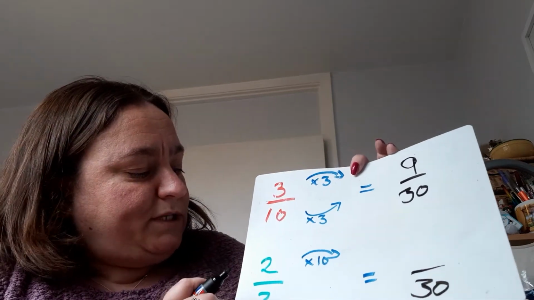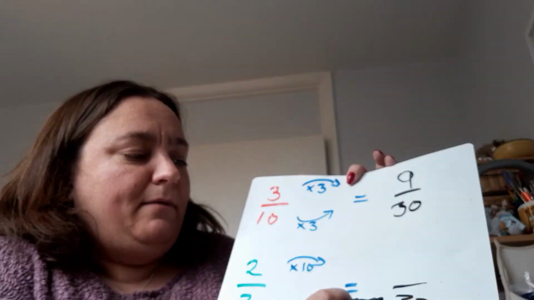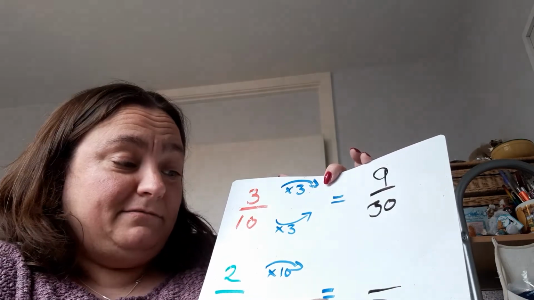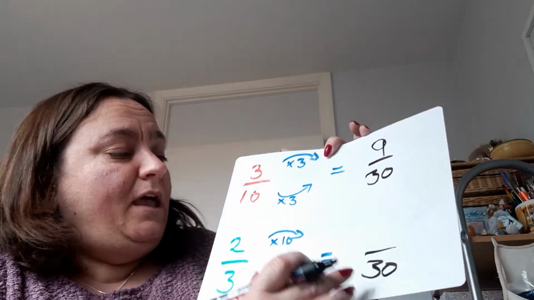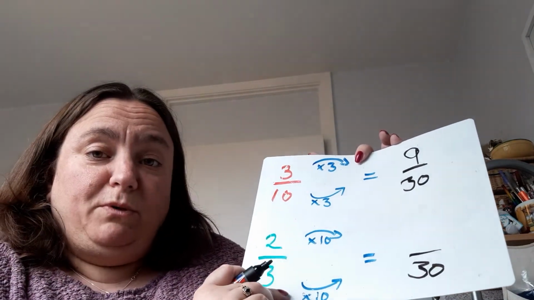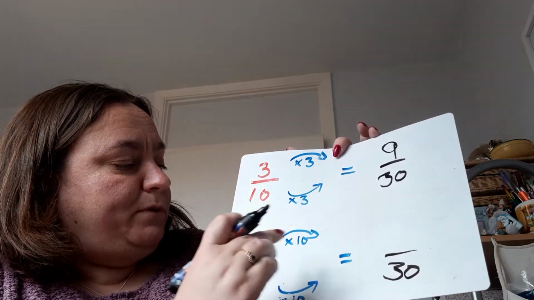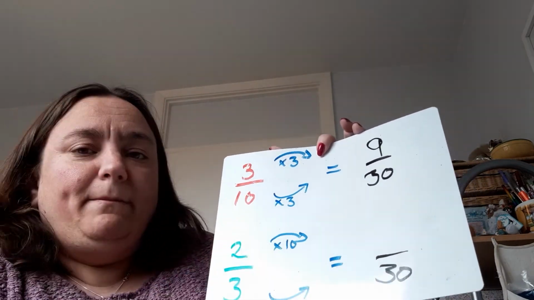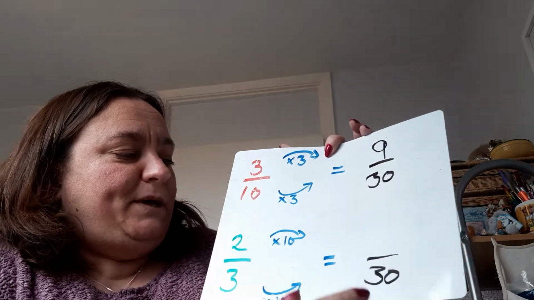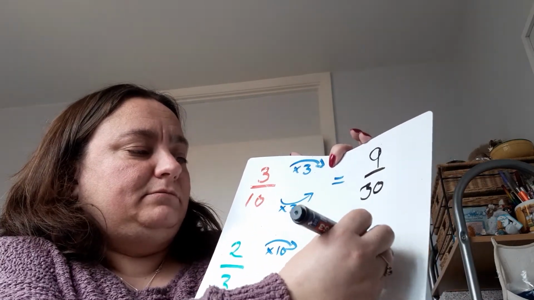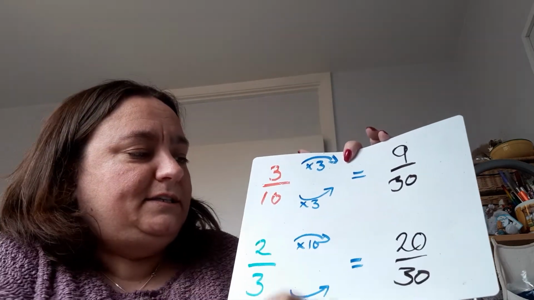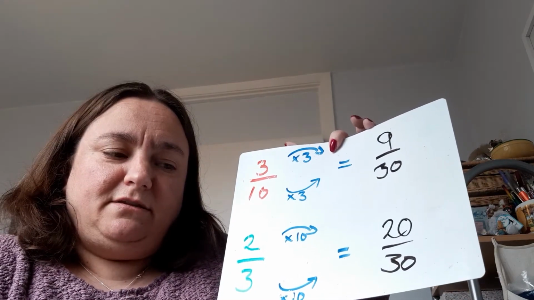And then on the bottom one down here, I need to multiply my thirds by 10 to get them to 30ths. So whatever I do to the bottom, I've got to do to the top. And I've got to multiply my 2 by 10. 2 multiplied by 10 is 20. So 2/3 is the same as 20/30ths.